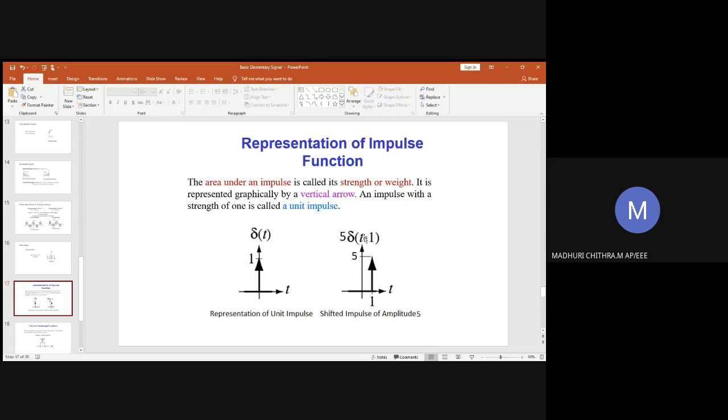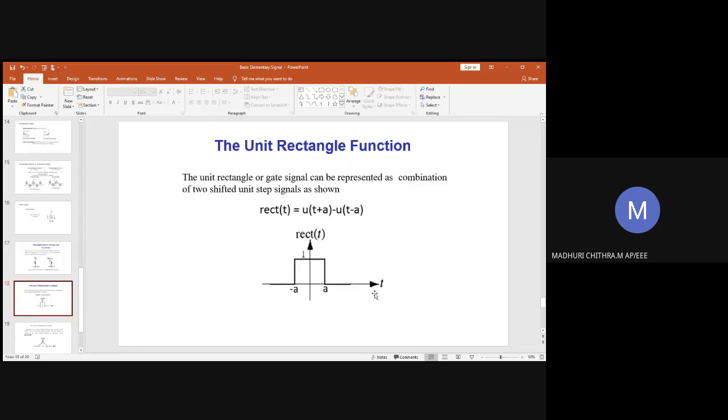Now 5 del of t minus 1, because it is shifted. Del of t is normally represented as del of 0 is 1. So 5 del of t minus 1 is shifted to 1, where the amplitude is 5. The 0 is shifted to 1 and its amplitude is 5. So this is the representation of the impulse signals.